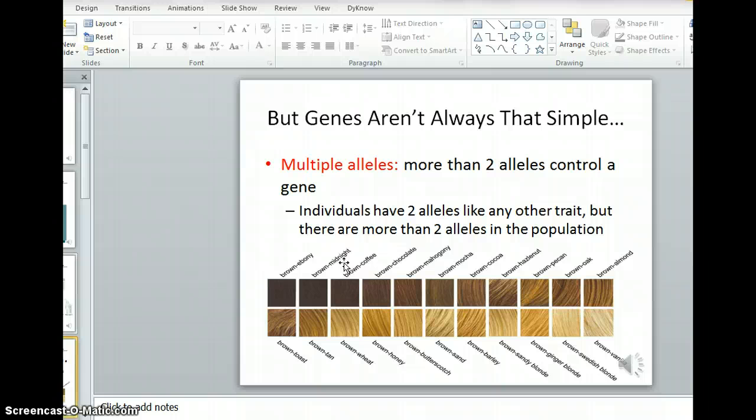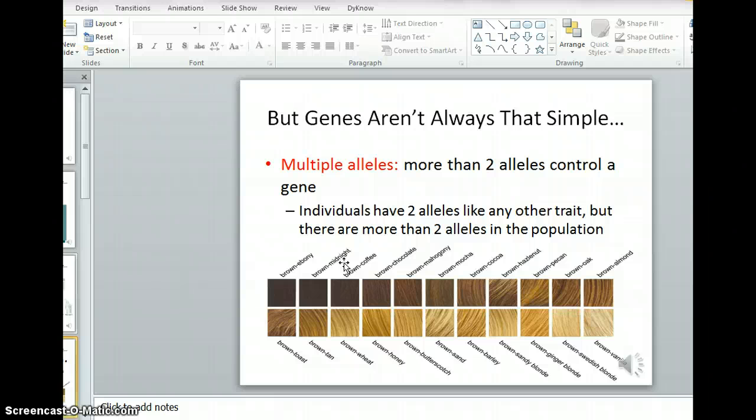Multiple alleles means that if we look at the entire population, more than just 2 alleles exist for a particular trait. I guess you can technically say that any codominant trait would have to be multiple alleles because it has more than one dominant allele plus a recessive allele.